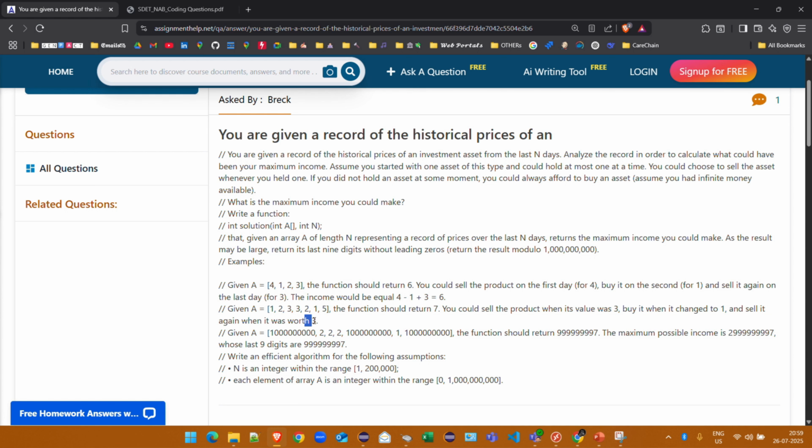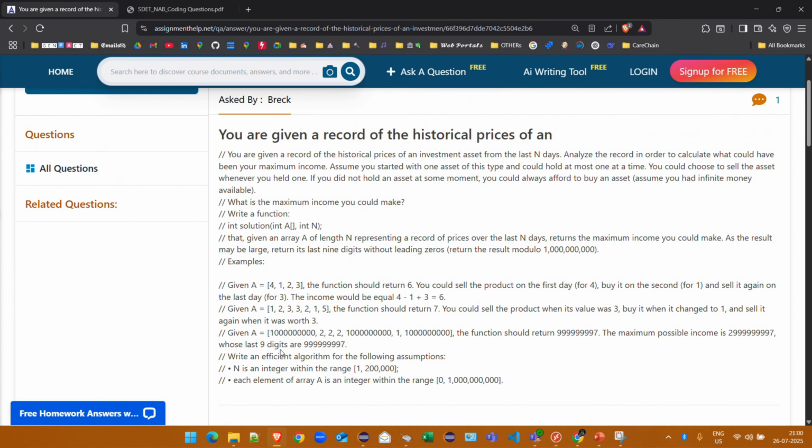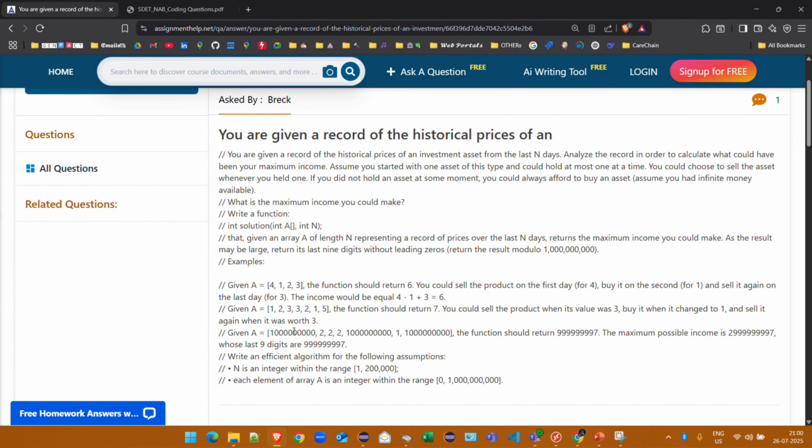It is written wrong, it is to be sold on 5. This way I would have to see the maximum return profit. The value can be more than 9 digits, so the function should return the maximum possible profit, and only the last 9 digits should be written. An effective algorithm will see that. Okay, we'll see the solution to this problem now.